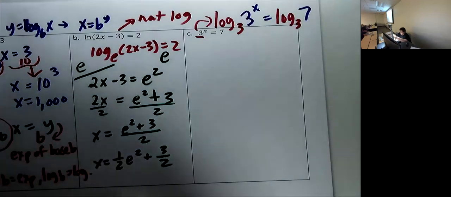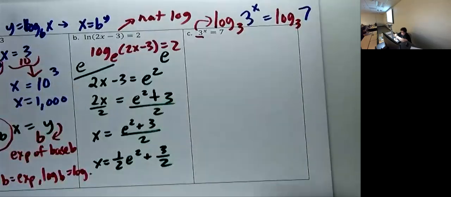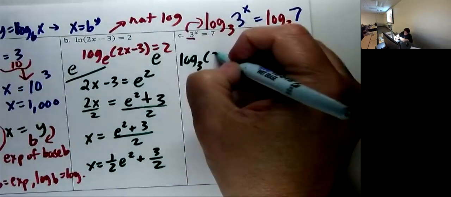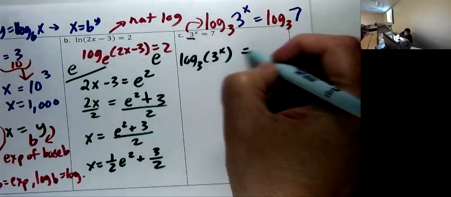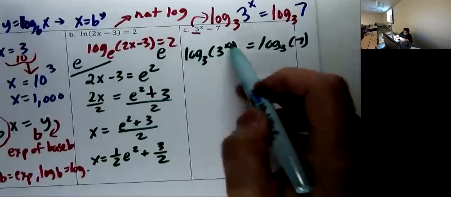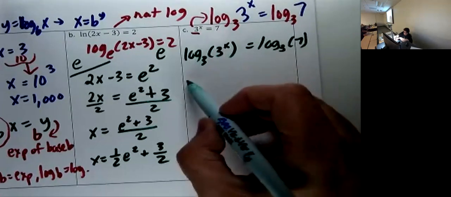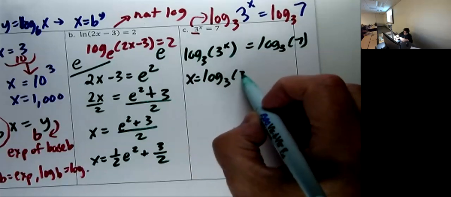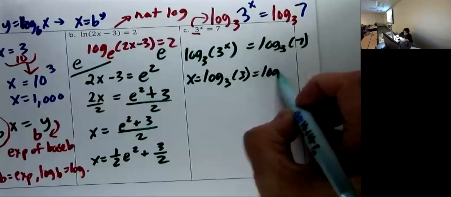Now, this is log base 3 of 3 to the x. And this is log base 3 of 7. We can use that rule where we pull the exponent down. x times log base 3 of 3 equals log base 3 of 7.